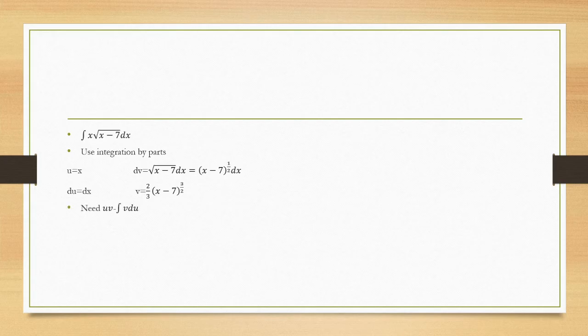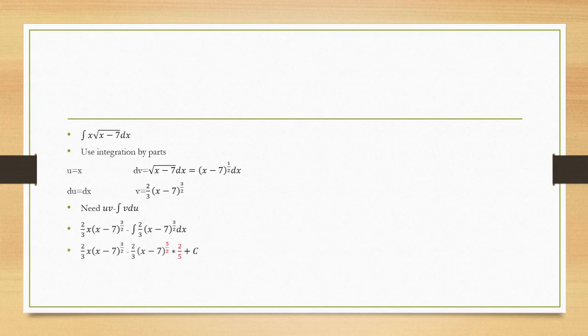For integration by parts, we need uv minus the integral of v du. Uv is just 2/3 x times x minus 7 to the 3/2 power. And we're going to subtract that with the integral of 2/3 times x minus 7 raised to the 3/2.